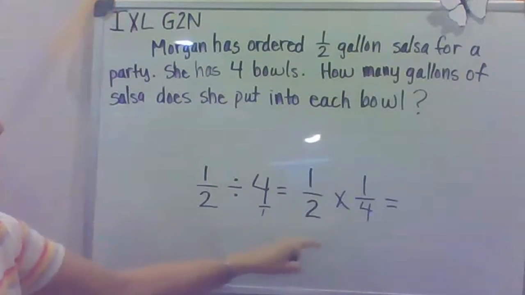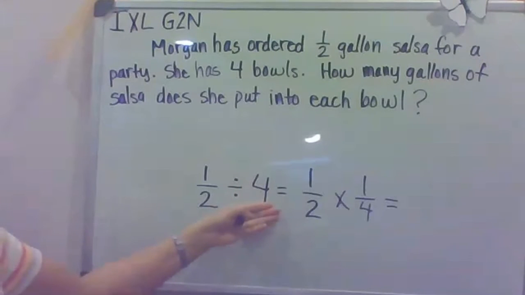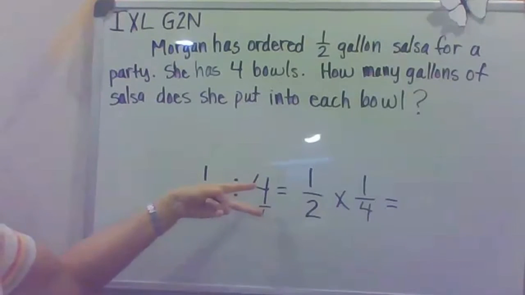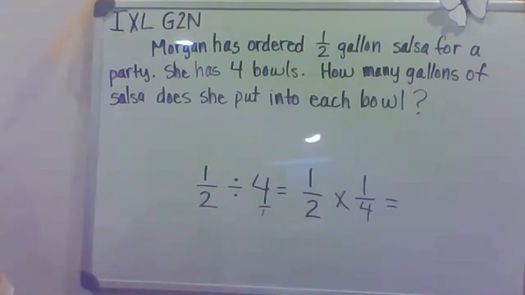But in order to multiply them, I took the 4, which is the same as 4/1, okay? I flipped it over. So I inverted it, and I switched the sign from divide to multiply. Now, how does that really work?